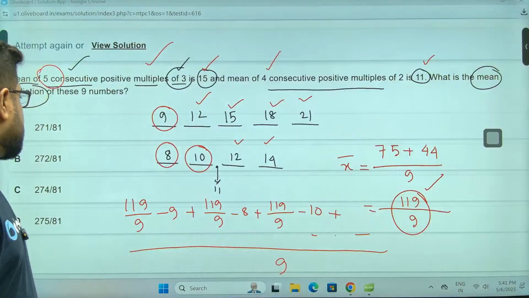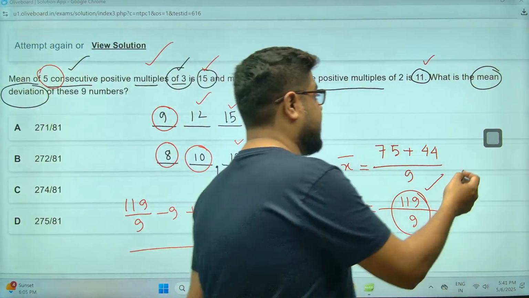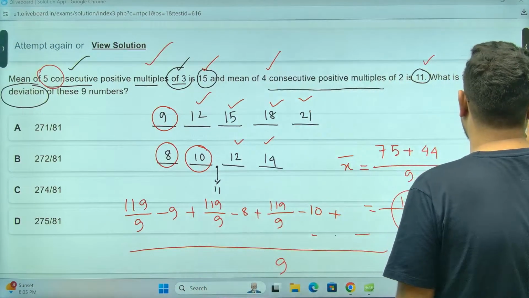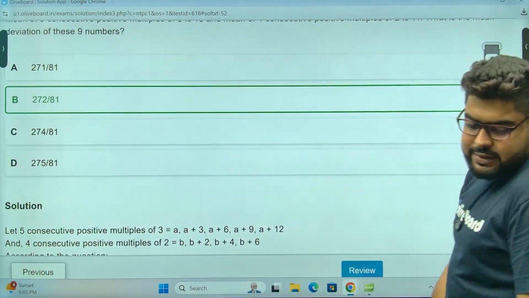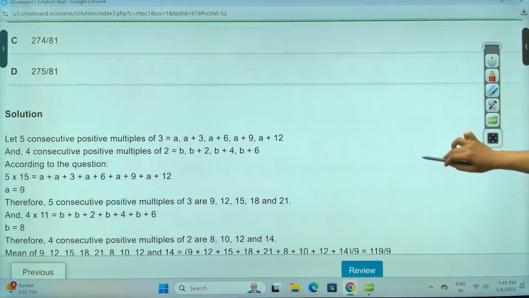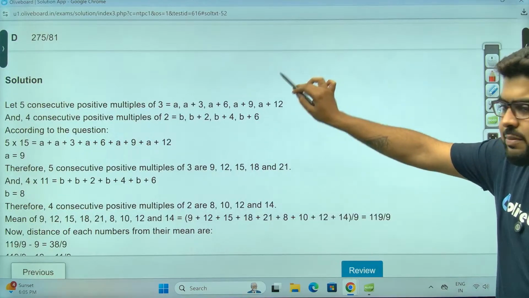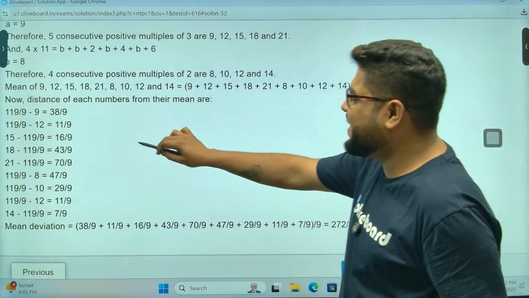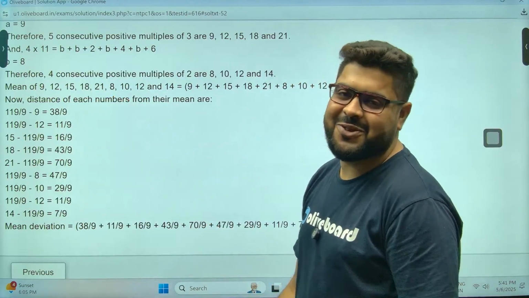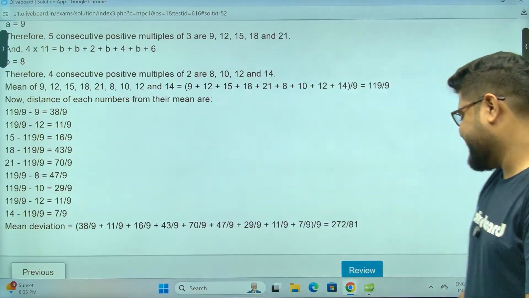I do not know which one is the correct answer, but I can check for you guys. Option B is the correct answer. So these things we have done much better. But again, this last part nobody did. So you guys must do this. Okay?